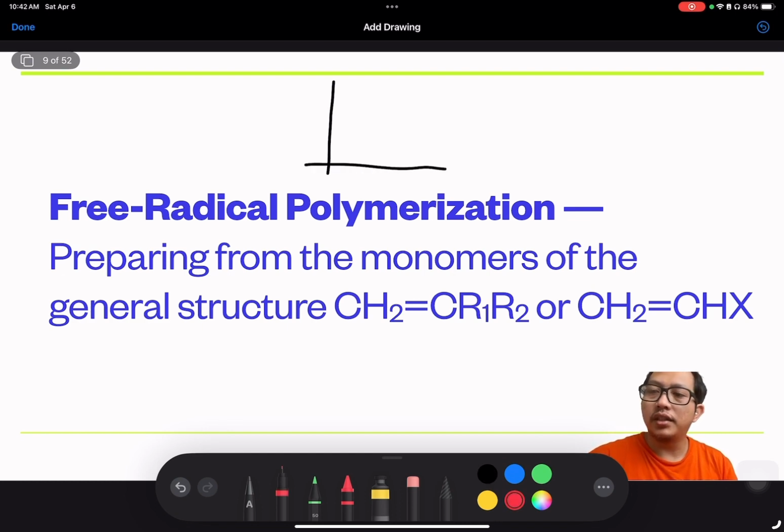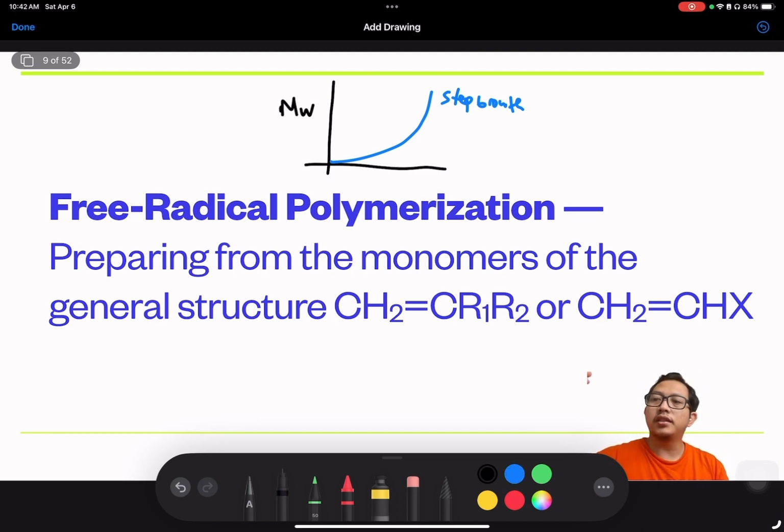Okay, so in step growth, the molecular weight slowly takes time as the conversion increases, as the P increases, right? But chain growth, at the early stages, is going to be like that. This is chain growth. So as early as the beginning, the chain growth already has a high molecular weight. So in terms of time, chain growth is, I think, the fastest in many ways compared to step growth.